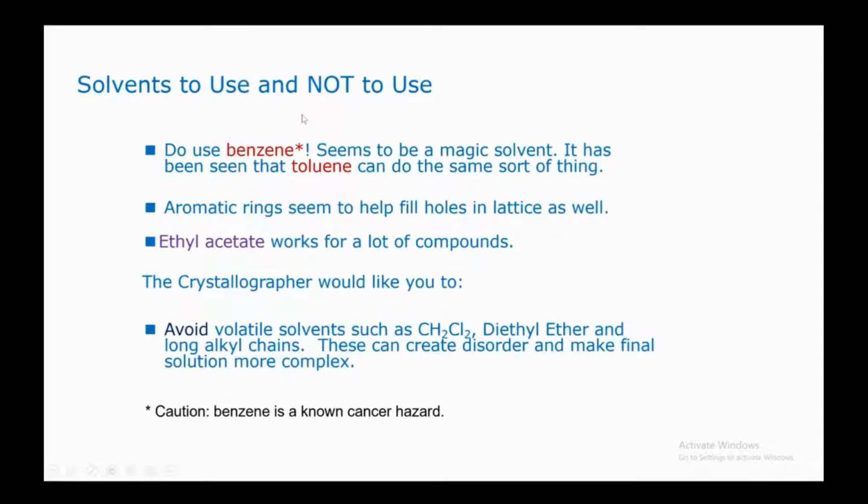Solvents to use and not to use. Do use benzene, which seems to be a magic solvent. It has been seen that toluene can do the same sort of thing. Aromatic rings seem to help fill holes in the lattice as well. Ethyl acetate works for a lot of compounds. The crystallographer would like you to avoid volatile solvents such as DCM, diethyl ether, and long alkyl chains. This can create disorder and make final solutions more complex.